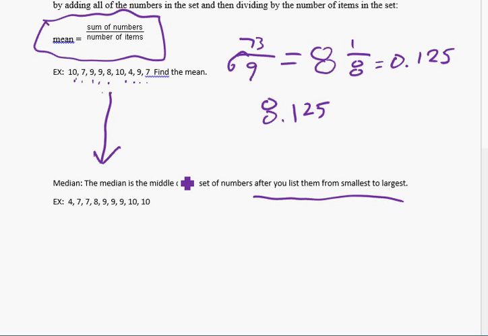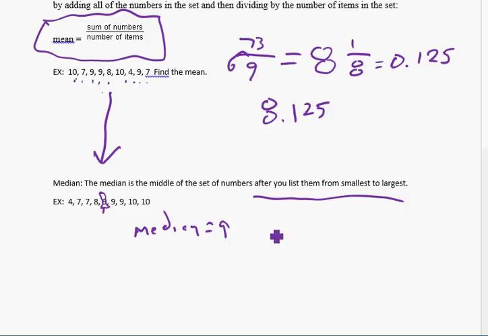And so now let's count. I think there are 9 of these. So 1, 2, 3, 4, 5, 6, 7, 8, 9. So there's 4 on this side of my hash mark and 4 on this side. So this number is the middle number. So my median value equals 9 because 9's in the middle.